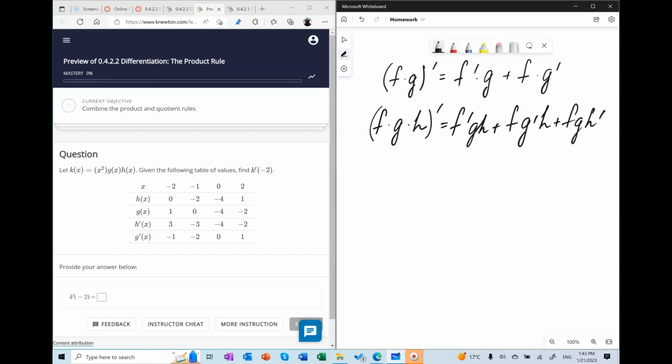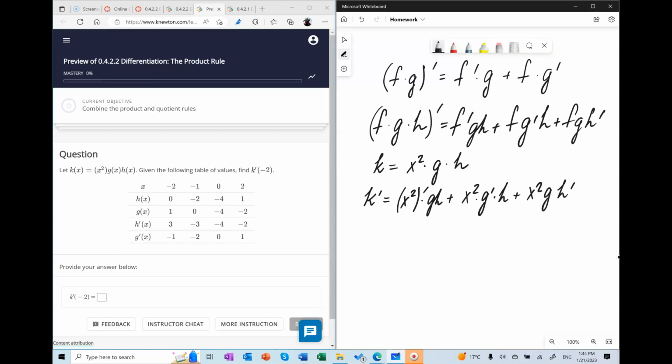And in our case, our function k is given to us as the product of x squared, g, and h. So k prime will be equal to derivative of x squared times gh plus x squared times g prime times h plus x squared times g times h prime. And instead of x squared, it only makes sense if we just write the derivative 2x. So this is the derivative expressed in terms of x, g, and h.